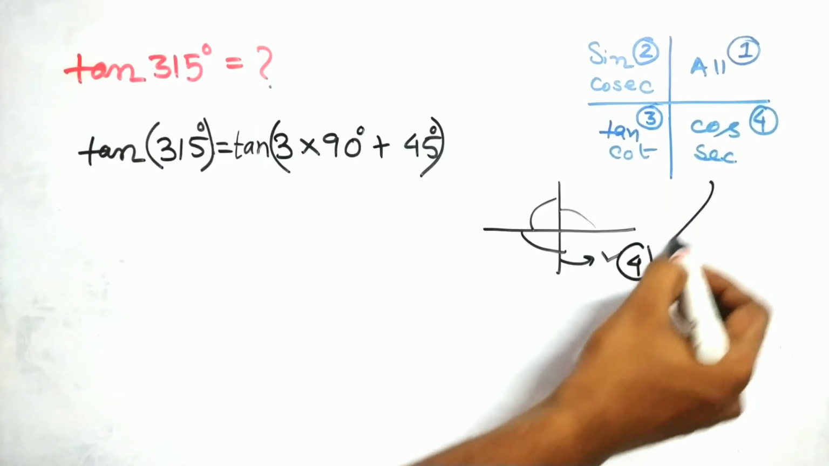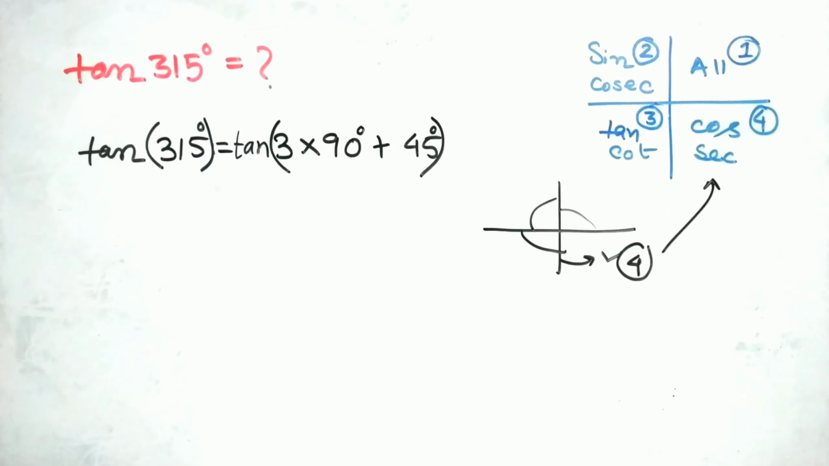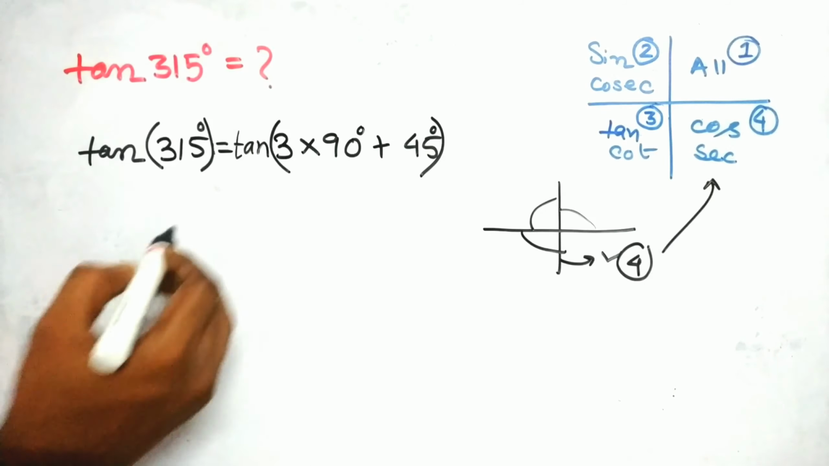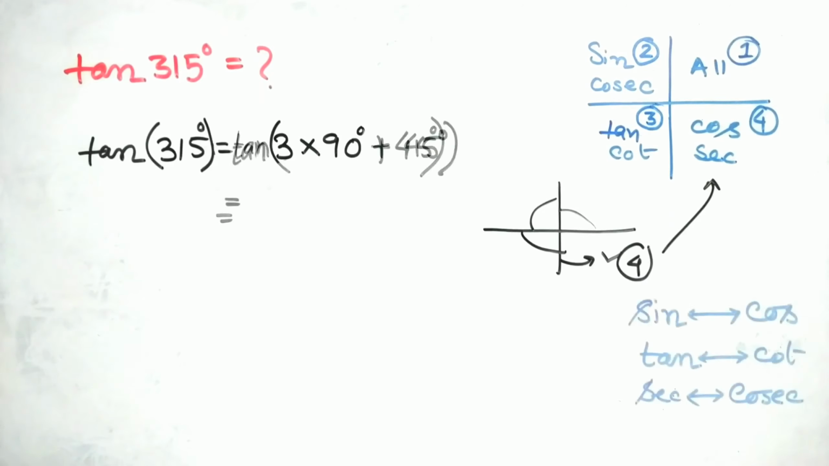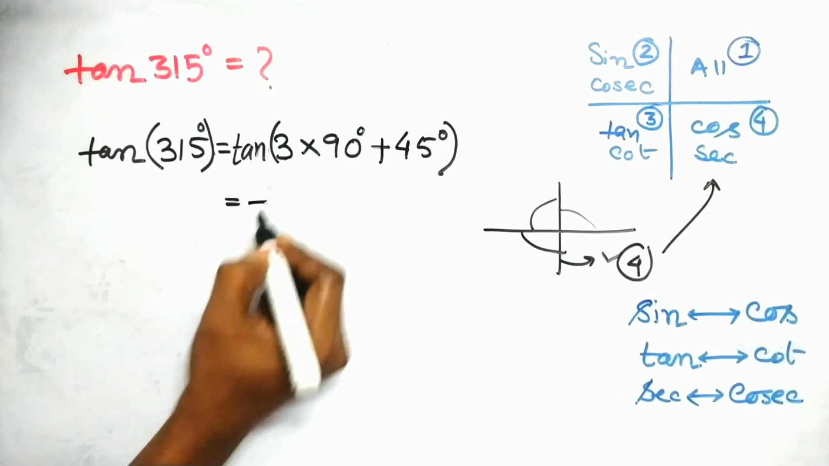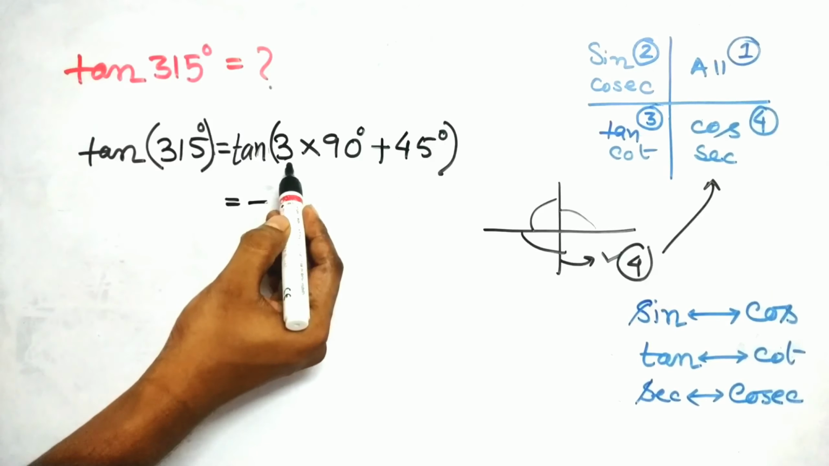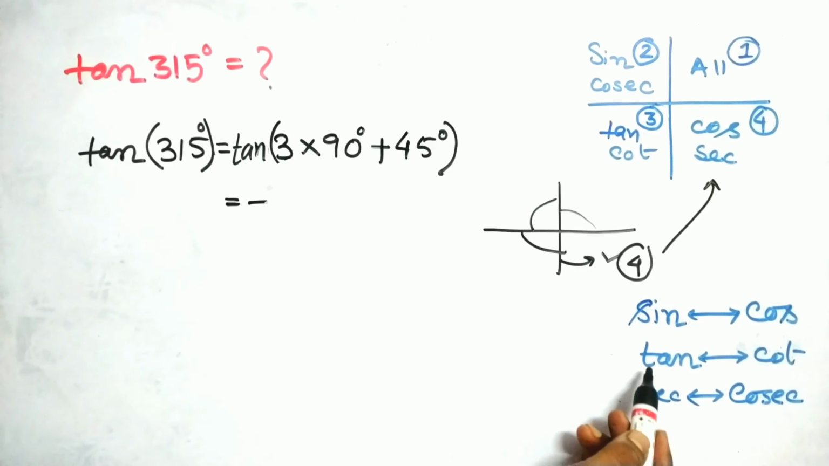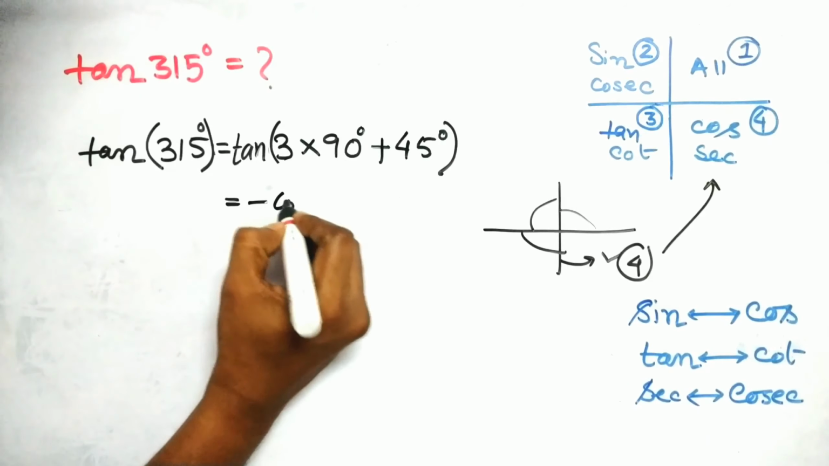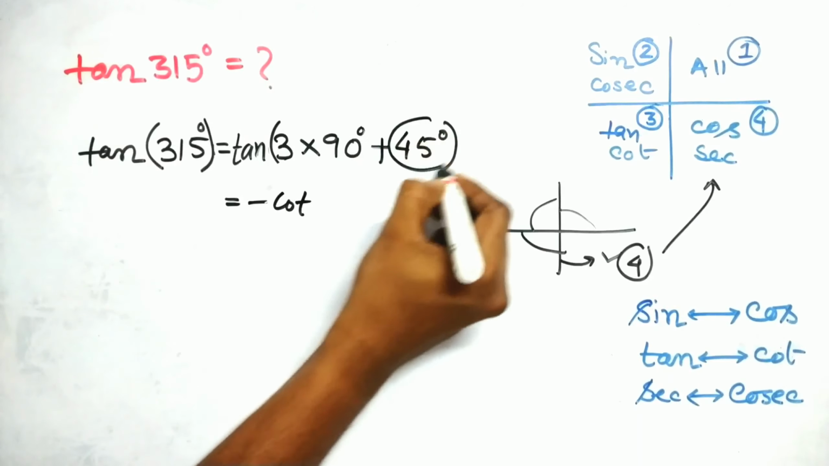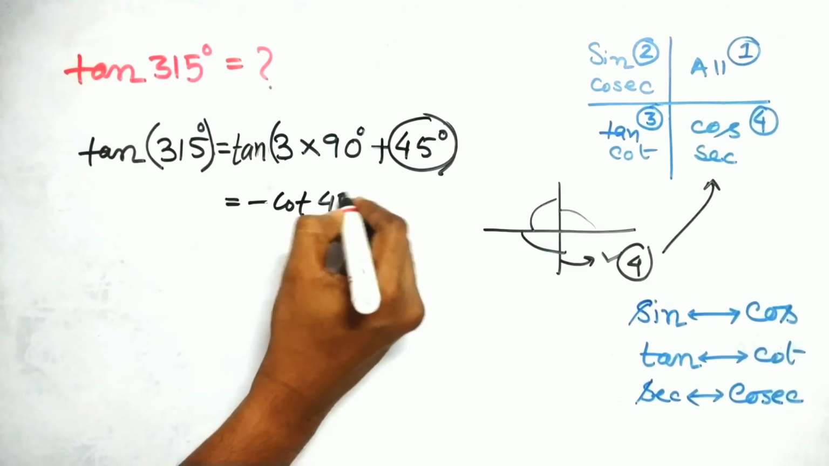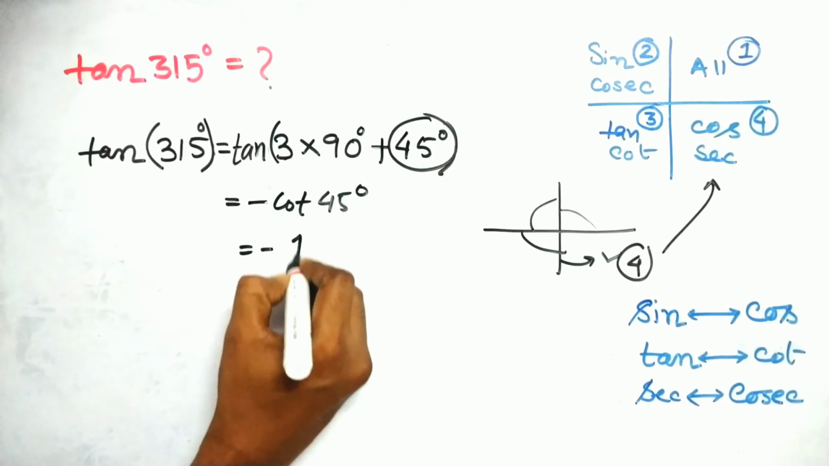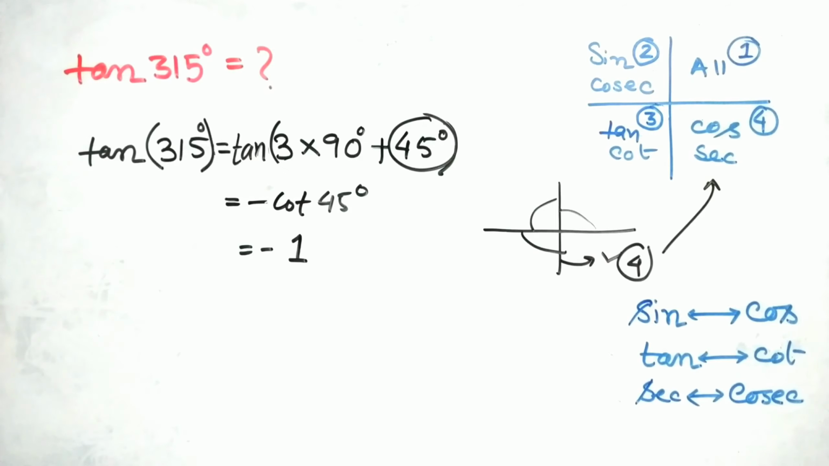Now this fourth quadrant is occupied by cos and sec. So that means this is not a quadrant for tan. So that is why we will put a negative sign in front, and because this is odd multiplier of 90, we will take cot, and it is 45 degrees, so we will write cot 45 degree, and this is equal to minus 1. That is the answer.